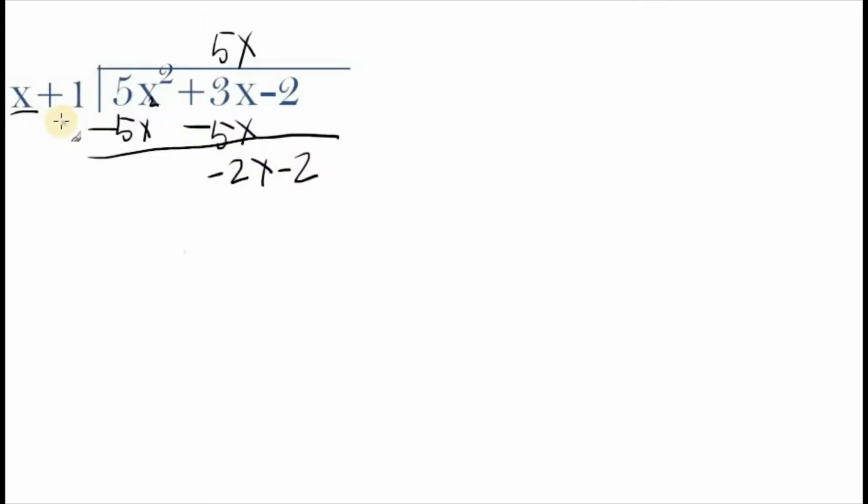And you can see what times x will give you negative 2x. So you put negative 2. Negative 2 times x will give you negative 2x. And then 1 times negative 2 will also give you negative 2. Then you're going to change the sign, and you'll get 0. So your answer would be 5x minus 2.